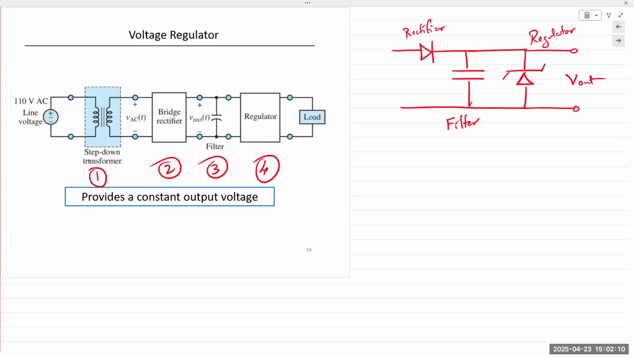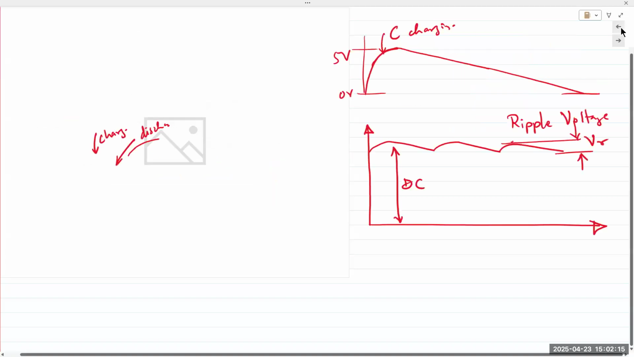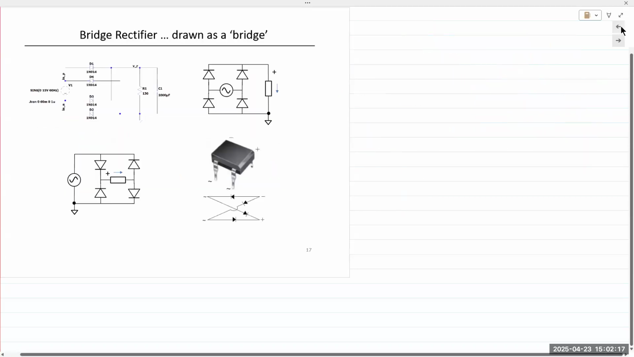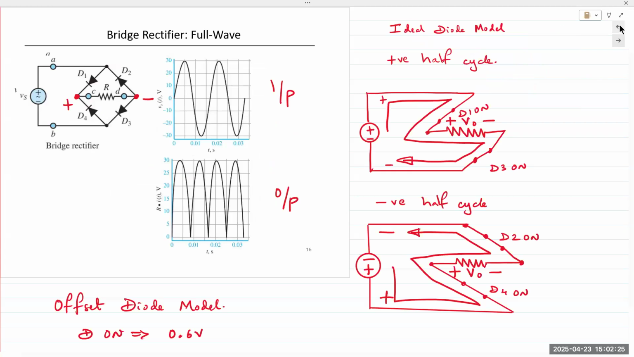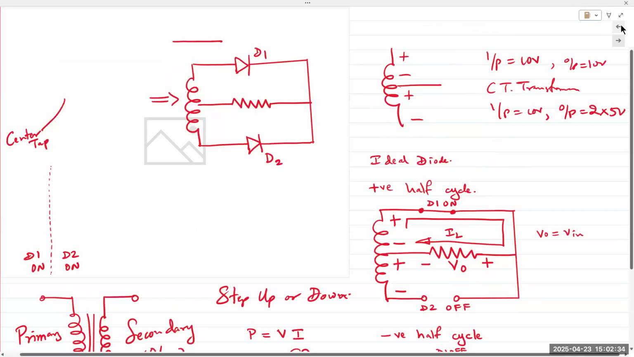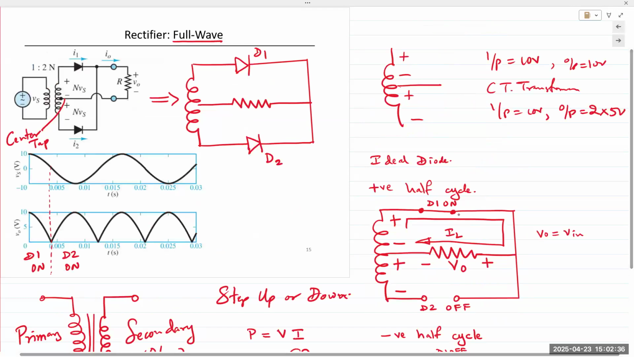You had a question? Okay, the question being asked is, on the bridge rectifier circuit, do we need to account for both diodes? Absolutely. Every single diode that's in the pathway needs to be accounted for. So it'll be 1.2 volts. In the center tap, it's only 1 diode every single time.